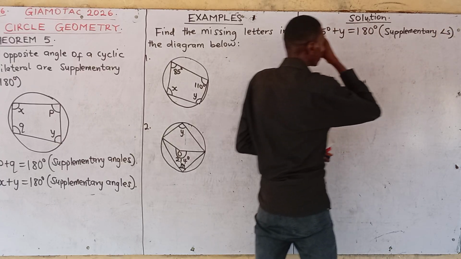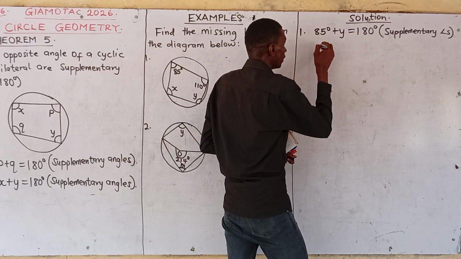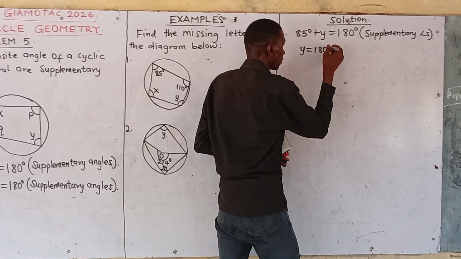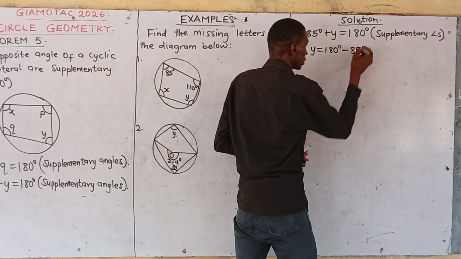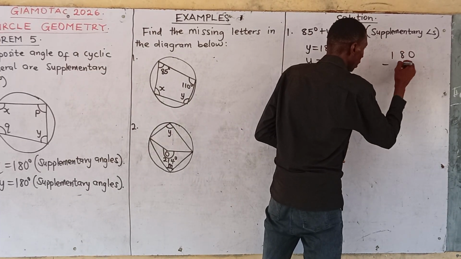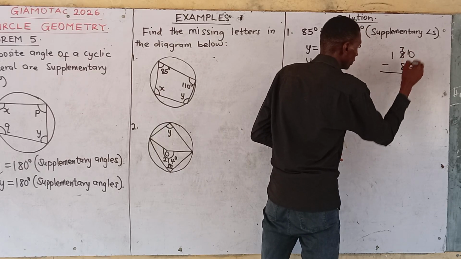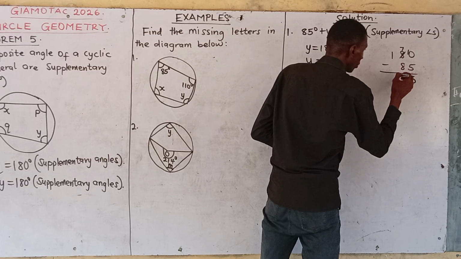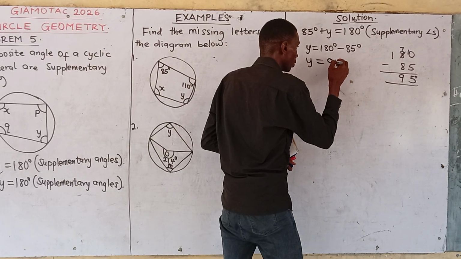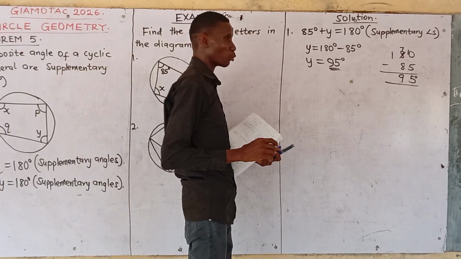Supplementary angles. Now, in this place, solve for my y. Collecting like terms, y is going to give me 180 degrees minus 85 degrees. And what will I get? 180 minus 85. This will give me 95. So this implies that my y is equal to 95 degrees. Here comes the end of y.